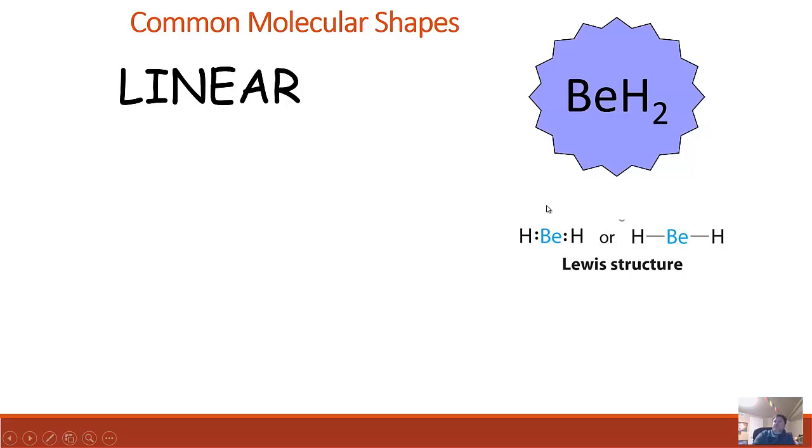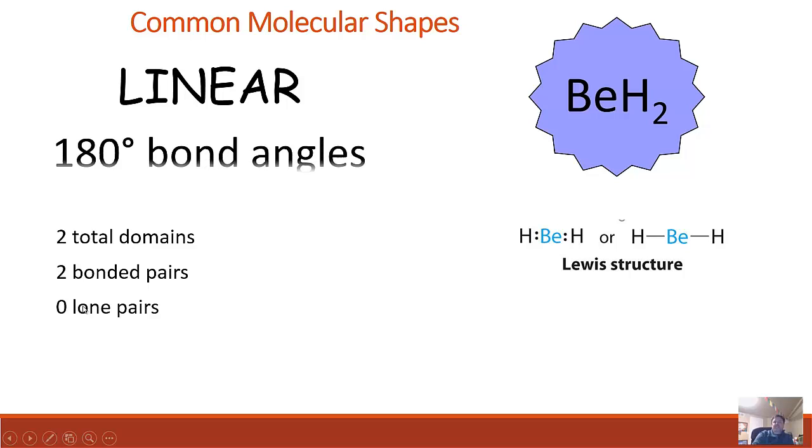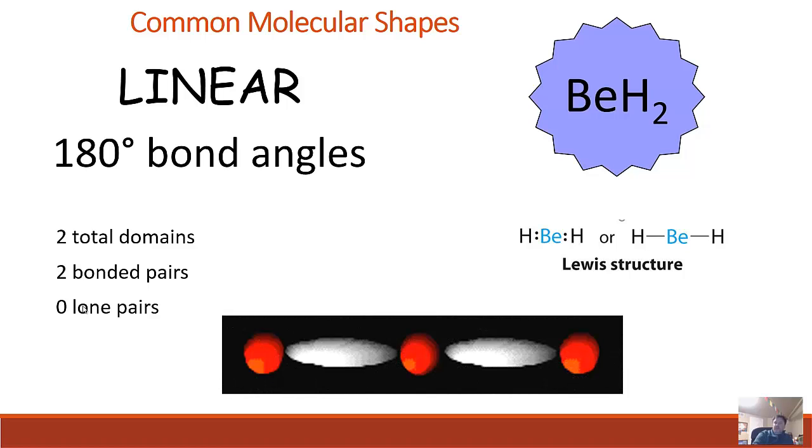Okay, so what we see is we don't have any lone pairs on this, so nice and easy. We have 2 domains total, meaning attached to beryllium, there's one here and one there. 2 domains. We have 2 bonded pairs and 0 lone pairs. So we call this a linear structure. The bond angles are 180. We can draw it out looking something like that.